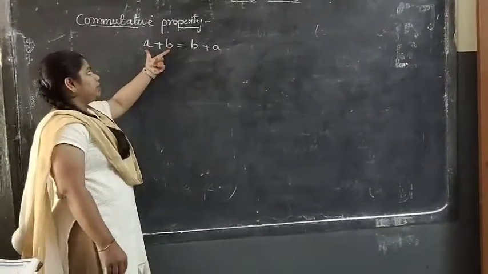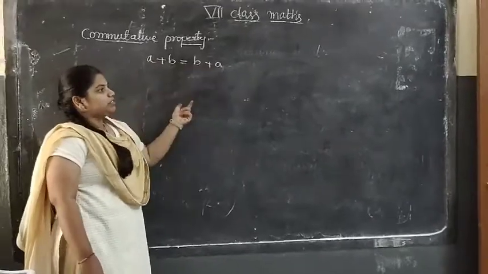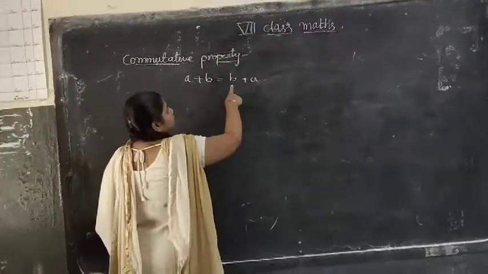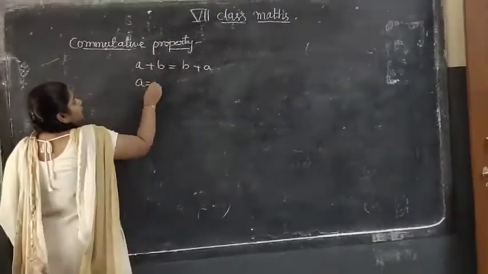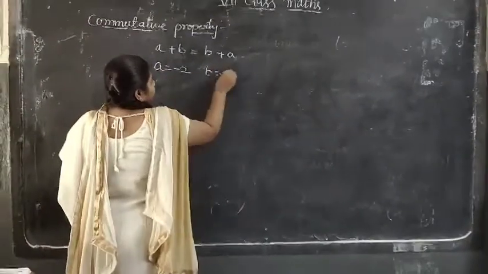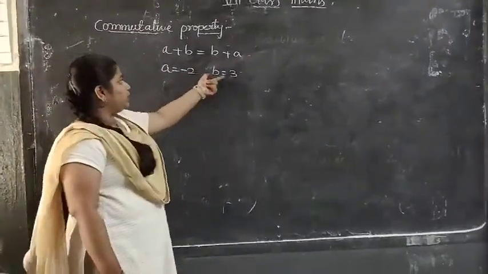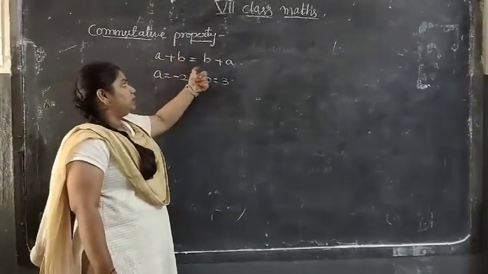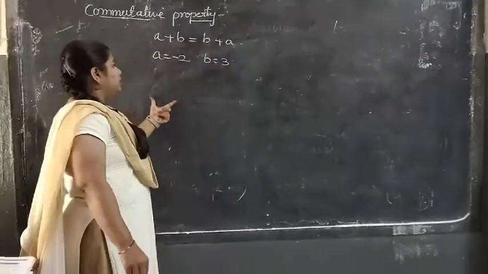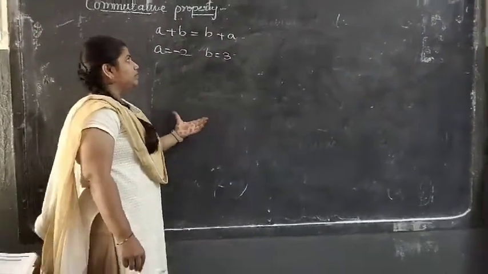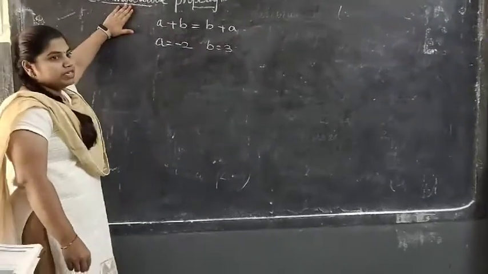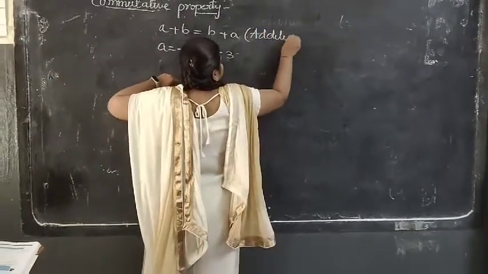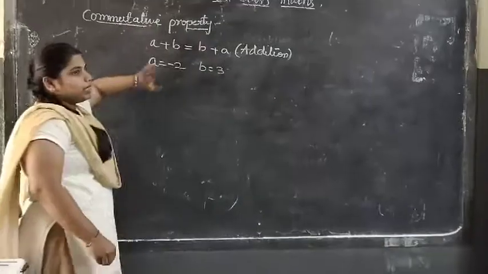If you take any two integers, reverse them and add, the result should again be the same. So the general form is A plus B equals B plus A. I am taking the A value as -2 and the B value as 3, and substituting them in the general form of the commutative property. Whenever the LHS and RHS are the same, we can say the commutative property is satisfied. This is under addition, because between the two integers we have taken the plus sign.